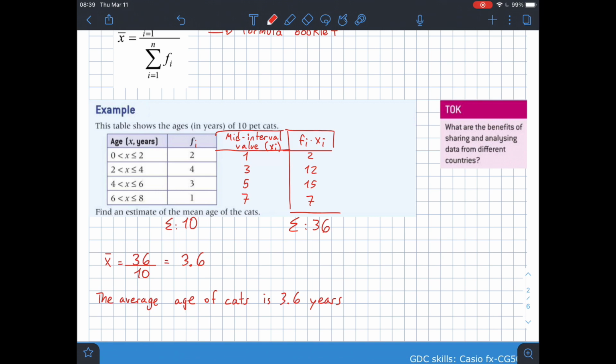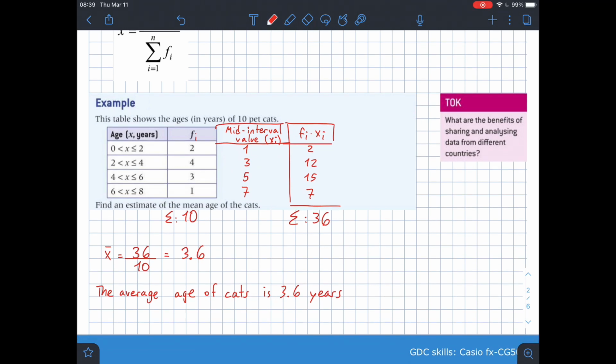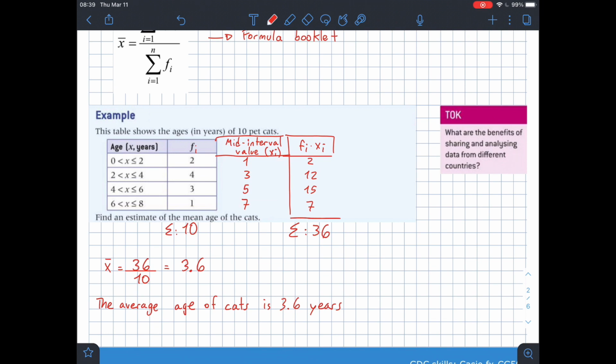Remember that time is continuous data. So we can have 3.6 years. That would be around July, right? 3 years, and then July is kind of 3.6, right? Super. So let me show you how to do this using your calculators.